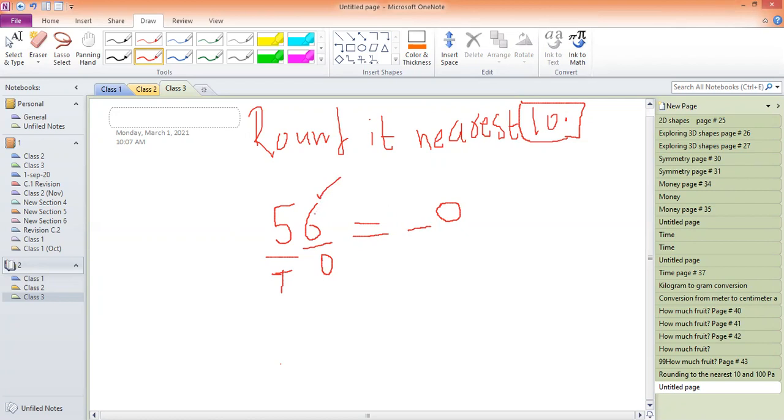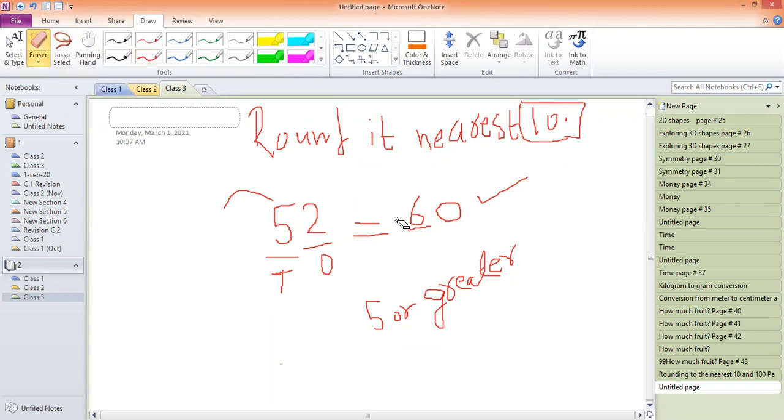And what will you write in the tens place? That will be decided by checking the number which is on the ones place. If the number on the ones place is 5 or greater than 5, then you will add 1 to the number on the tens place. Here this 6 is greater than 5, so 5 plus 1 equals 6. So the answer is 60. Or if the number on the ones place is less than 5, you don't need to add 1. You will simply write the same number which is on the tens place, like 5.